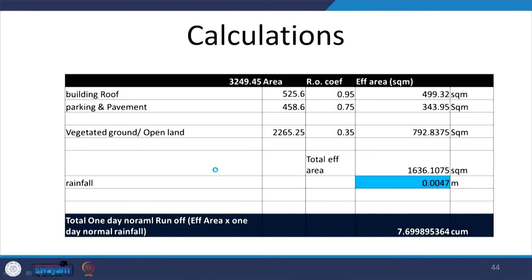So, we calculate the total building roof area. We have already discussed the concept of runoff coefficient, so we calculate the effective area. With 95% runoff here, the effective area is this. This is the product of the total area available and its runoff coefficient. So, we take the different types of surfaces which are there, and we calculate the total effective area. We also know the rainfall from the previous calculations. Multiplying these together, we would know the total volume of water which will be available per day. This is the one day normal runoff from the given site, which we just saw in the previous slide.